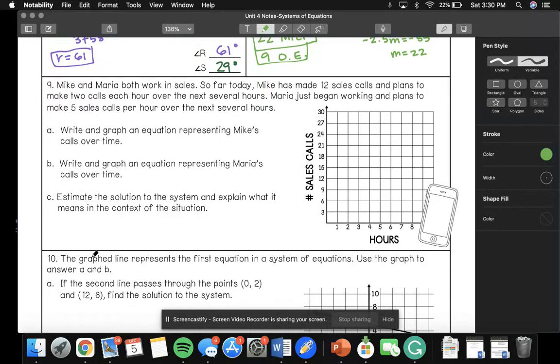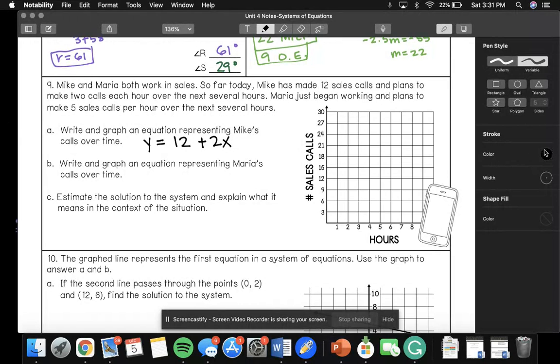Mike and Maria both work in sales. So far, Mike has made 12 sale calls and plans to make 2 calls every hour over the next several hours. Maria just began work and plans to make 5 sale calls per hour over the next several hours. So with this, guys, we don't really know how many total calls they're going to make. It's dependent on how many hours that they work. So that means I need to write in slope-intercept form. For Mike's situation, the number of calls that he makes total changes. So he starts with 12, and he plans to make 2 every hour.